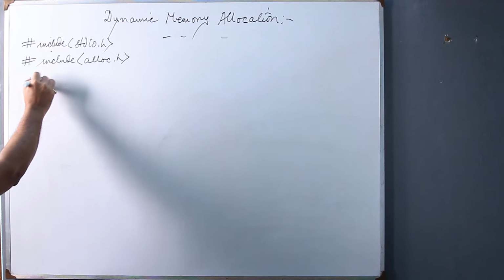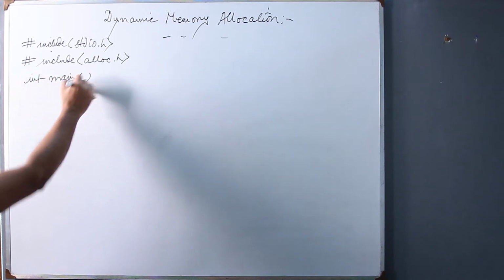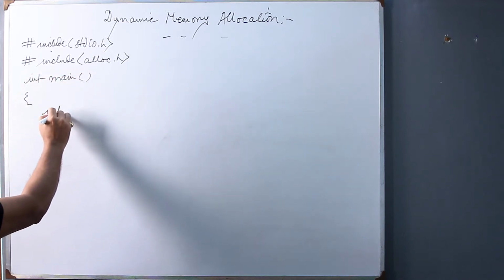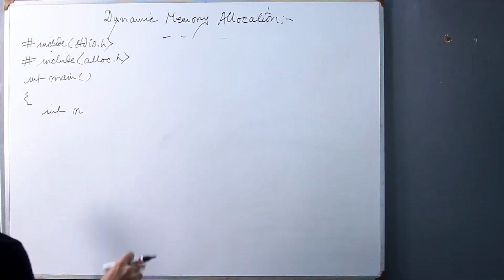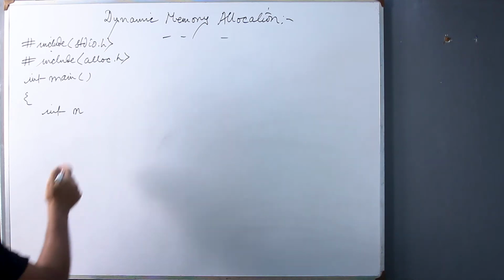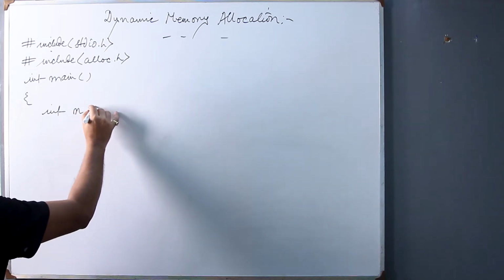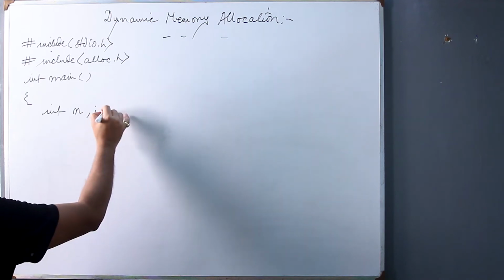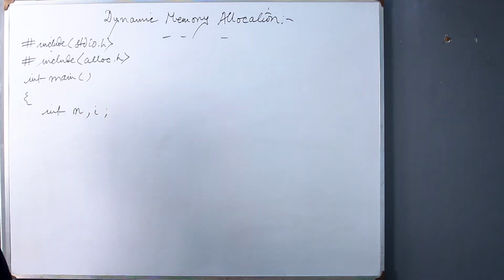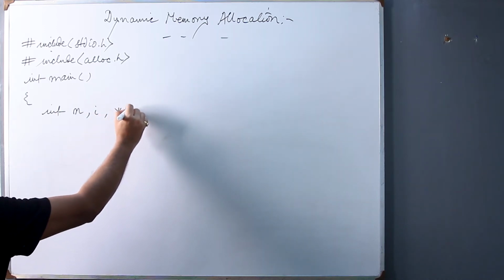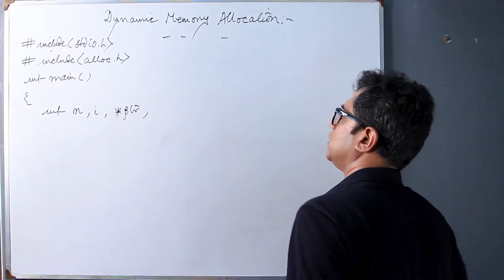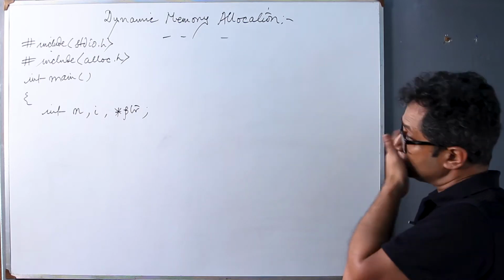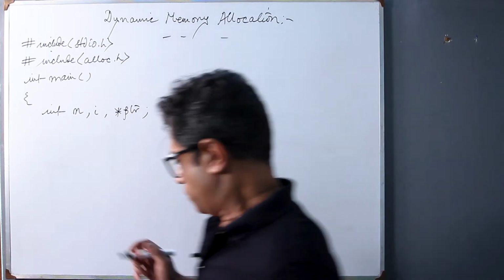So, this is another header file. Now, we come to the main portion, int main. We will take n to be supplied by the user, in the form of the number of elements to be given by the user, then a loop variable i, then obviously a pointer variable, *ptr. So, these are the three variables which are required for this program.